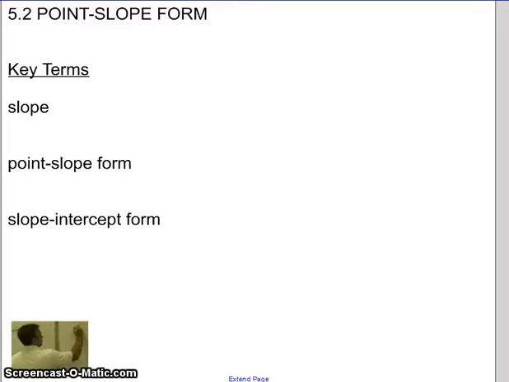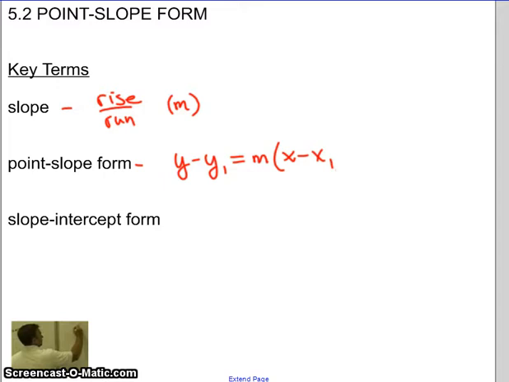Alright, in this next section we talk about another way to write equations of lines, and this is point-slope form. Again we have these terms, slope, rise over run. It's denoted by the variable m. Point-slope form is y minus y1 equals m times x minus x1.